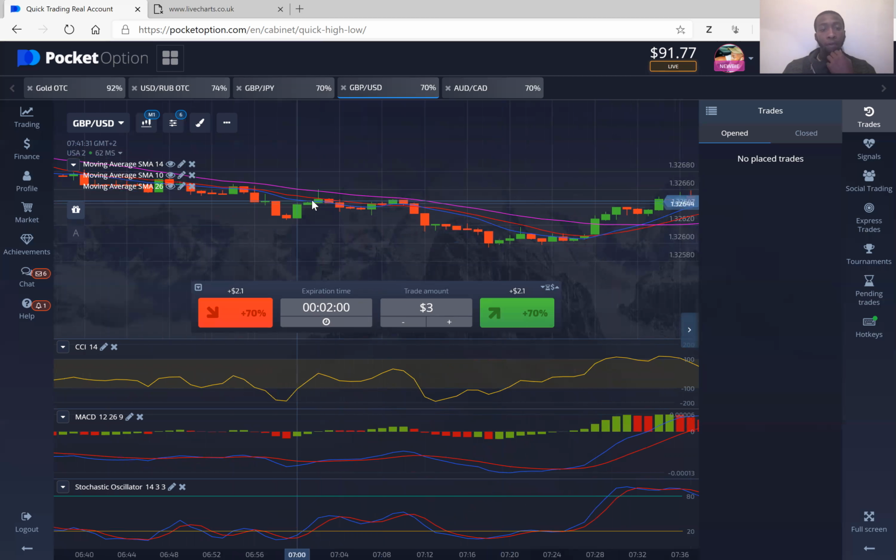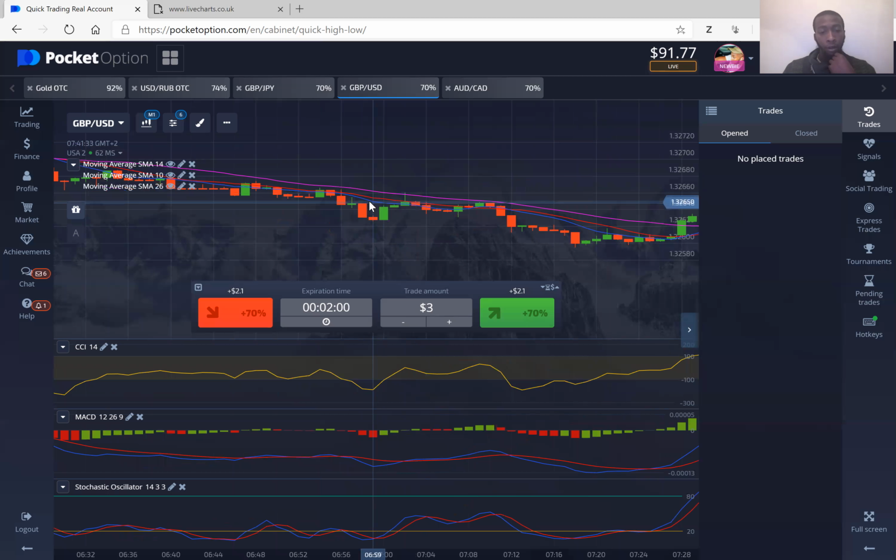So let's go back further in time to right here. Right here was a very clean move. We got the CCI going above support, and then we have the cross of the blue and red EMA on the stochastic oscillator. We didn't get the confirmation on the MACD, but that's cool. 1, 2, 3 up.